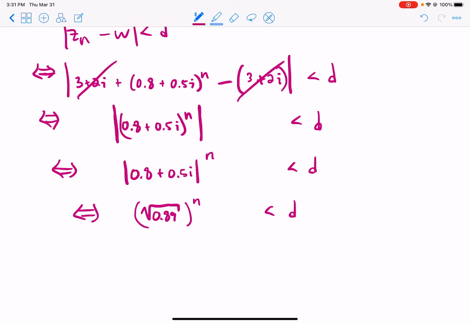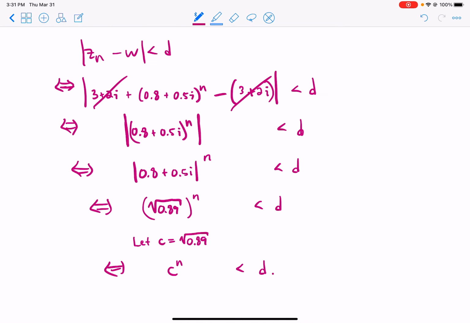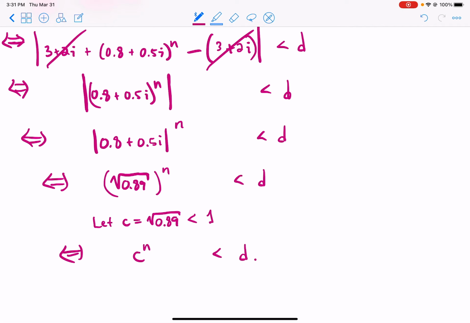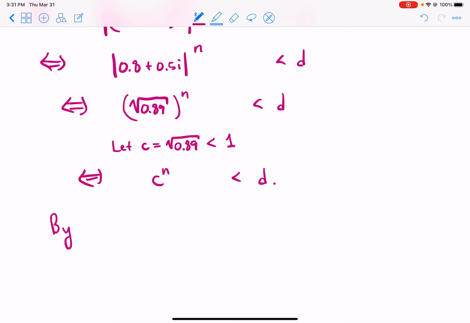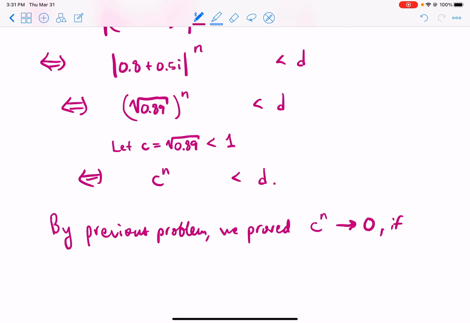Okay, so let's actually give this a name. Now, let c be equal to the positive number like that. Then we have c to the n less than d. Now look at this. This is strictly less than 1. By a previous problem, we proved that c to the n will go to 0, if c is between 0 and 1, which it is in this case.